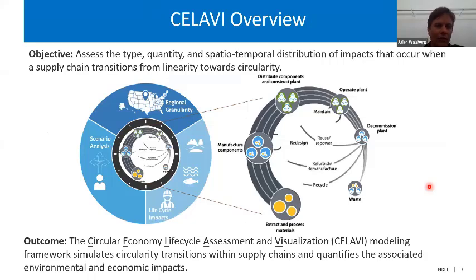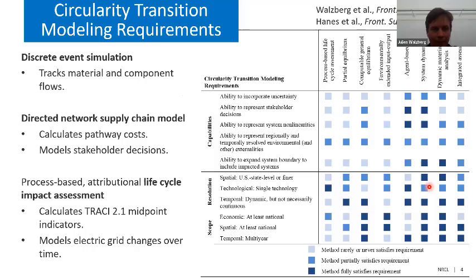So the objective of the CELAVI framework is to assess the type, quantity, and spatio-temporal distribution of impacts that may occur when a supply chain transitions from linearity toward circularity. And so the framework simulates a circularity transition within supply chains and quantifies the associated environmental and economic impact.